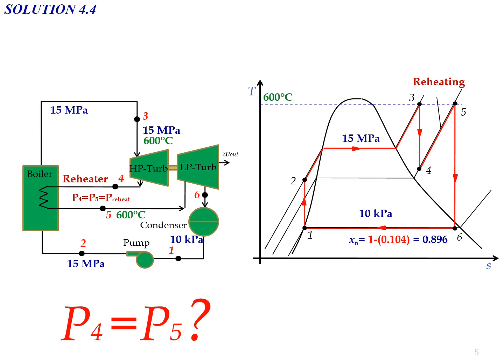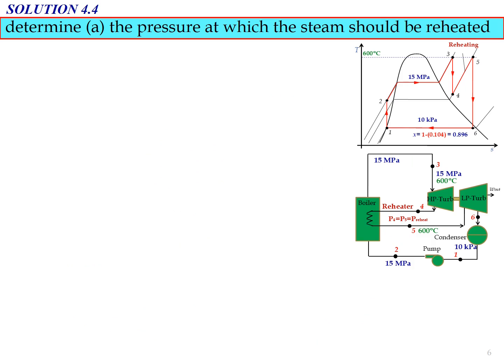So now you need to determine the value of P4, which is equal to P5, equal to P reheat. And then for question B, you need to determine the thermal efficiency of the ideal reheat Rankine cycle. Okay, solution for example 4.4. Question A asks you to determine the pressure at which the steam should be reheated, which means you need to determine the pressure of P4 or P5, which is also equal to P reheat.